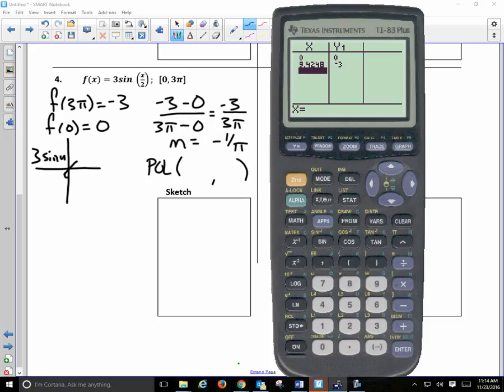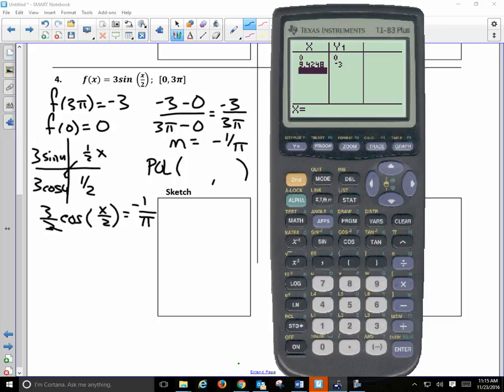3 sine of u and 1/2 x. Derivative of 1/2 x is 1/2. Derivative of 3 sine of u, 3 cosine of u. So I have 3 over 2 cosine of x over 2. I'm going to set that equal to negative 1 over pi.